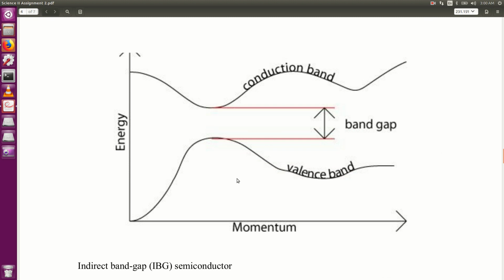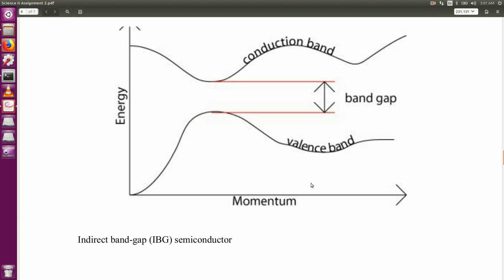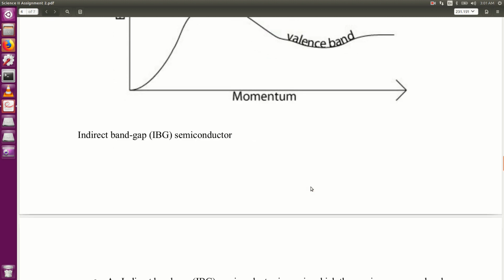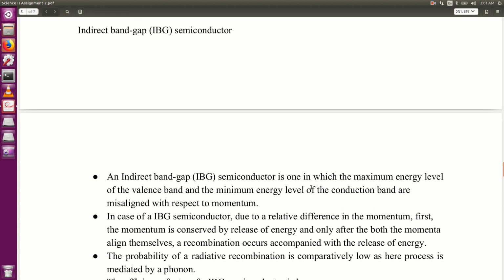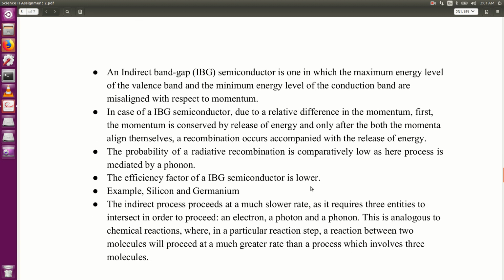This is the diagram which shows the difference in band gap between conduction and valence band in direct band gap semiconductors. Indirect band gap semiconductors: an indirect band gap semiconductor is one in which the maximum energy level of the valence band and the minimum energy level of the conduction band are misaligned with respect to momentum.